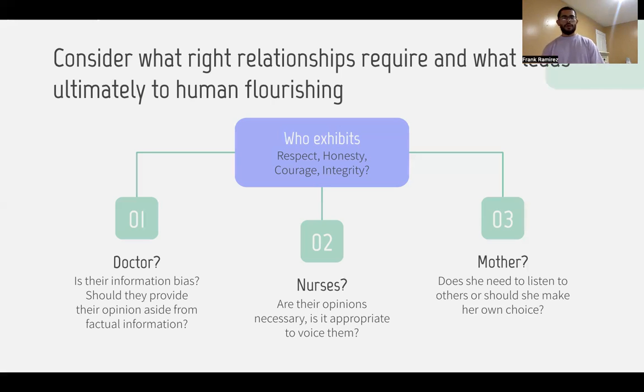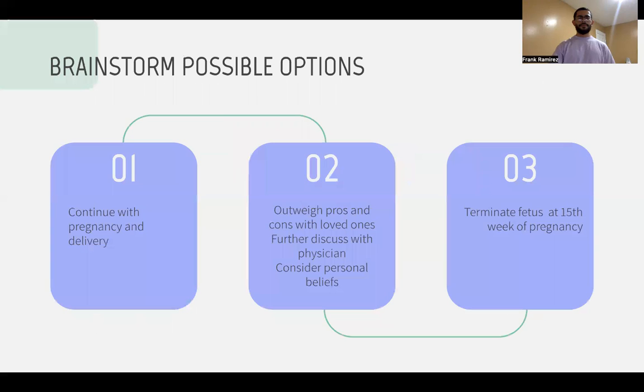Regardless of the two identities that the mother is hearing from, if the nurses had voiced that opinion or not, the question for the mother is, does she need to listen to others, or should she make her own choices? This is something that would be big for a mother to decide. So it could clearly be something difficult for them to make that choice. And listening to different opinions could potentially make it a little bit more difficult.